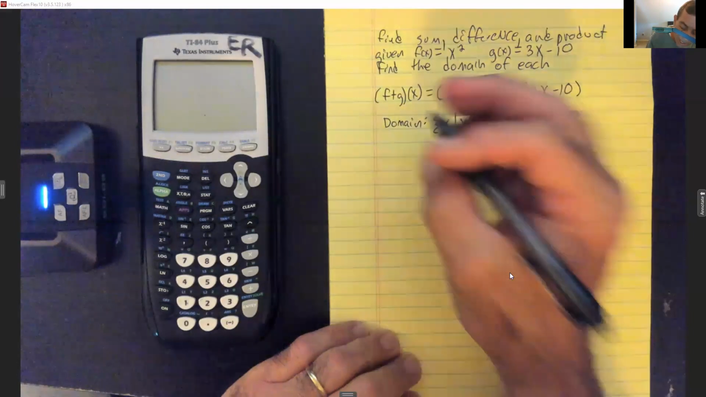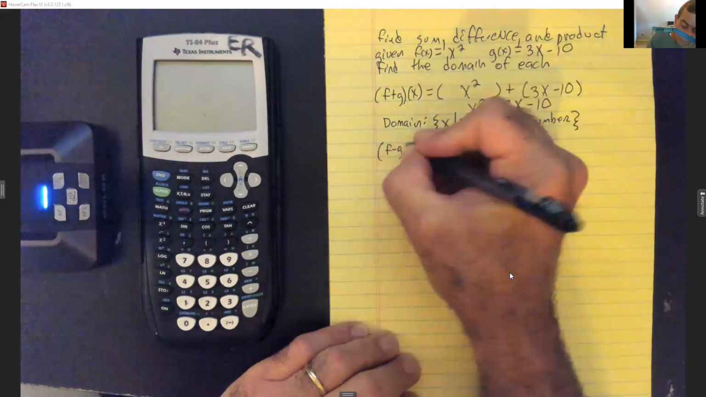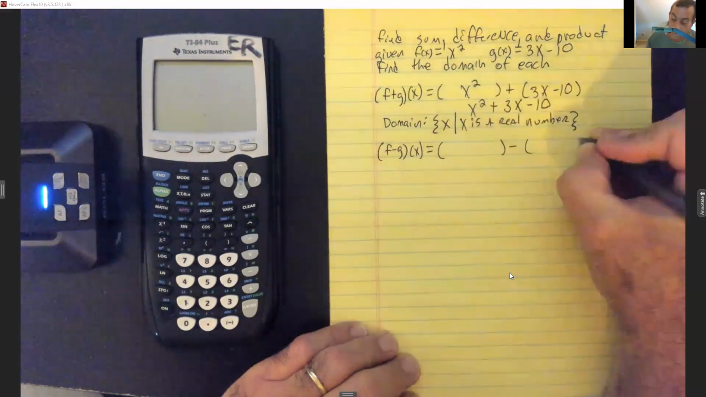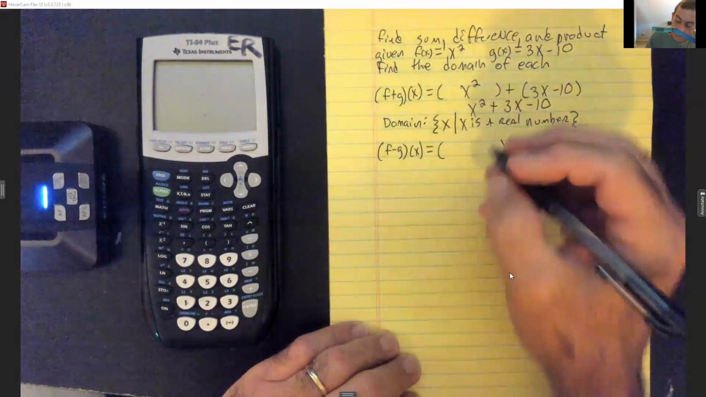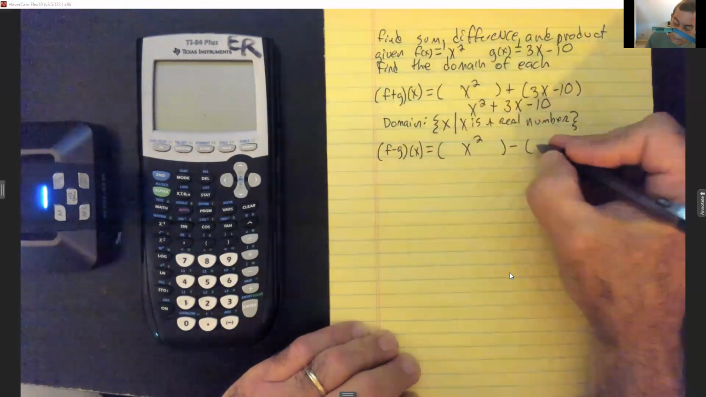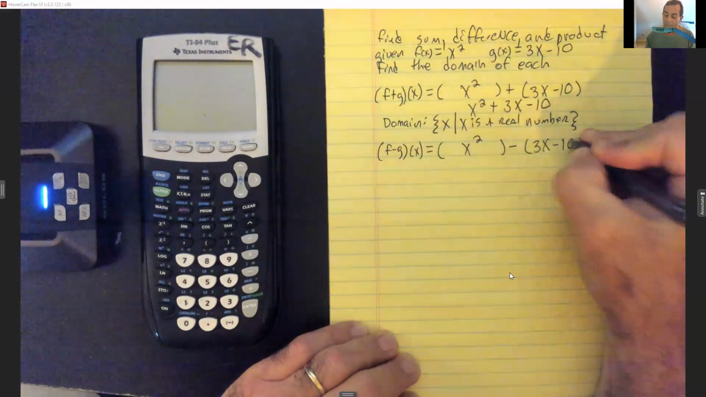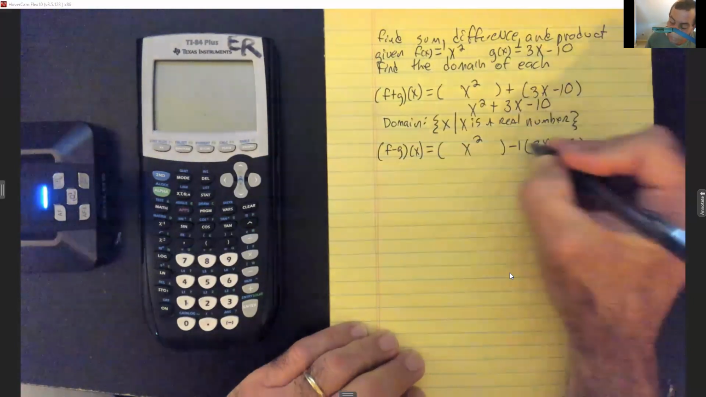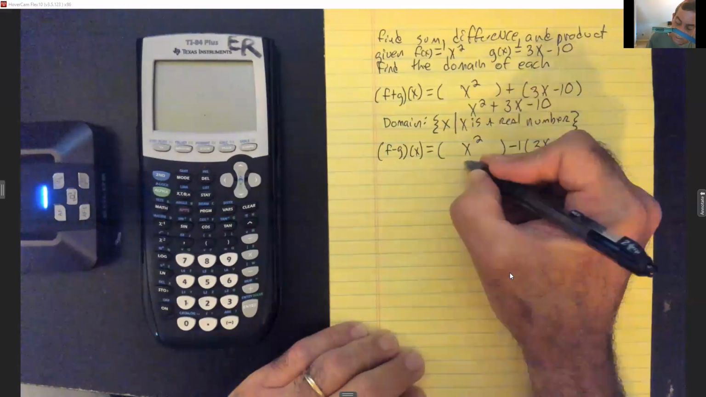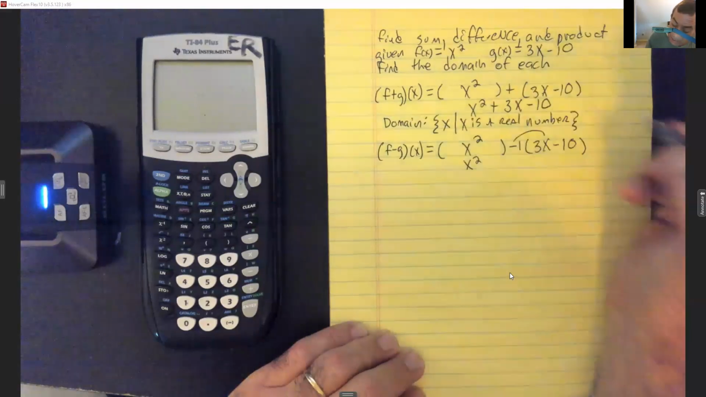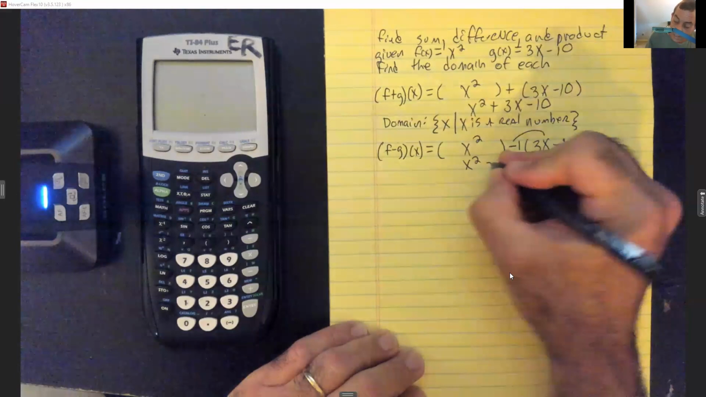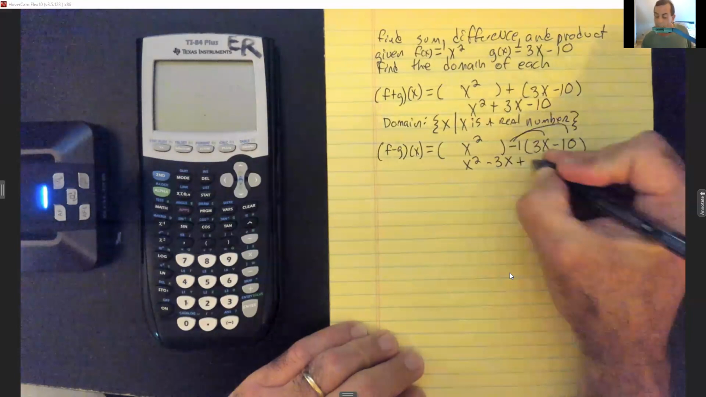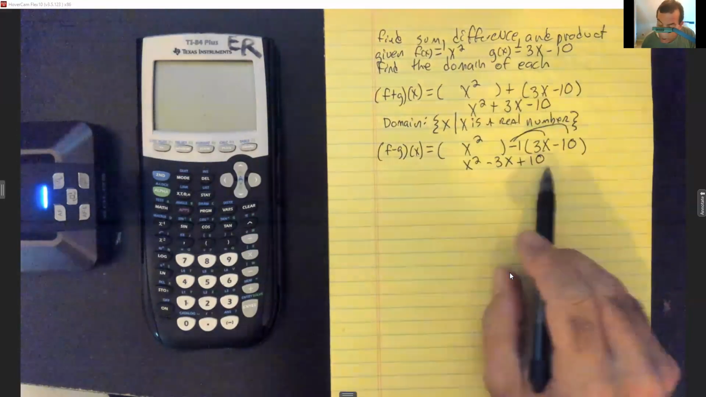So now let's find f minus g of x. That's going to equal my f of x minus my g of x. F of x is x squared. G of x is 3x minus 10. Now remember, when I drop these parentheses, I'm going to treat that like a -1 and distribute. So I get an x squared, -1 times 3x is a -3x, -1 times -10 is a +10. No more like terms, so I stop there.